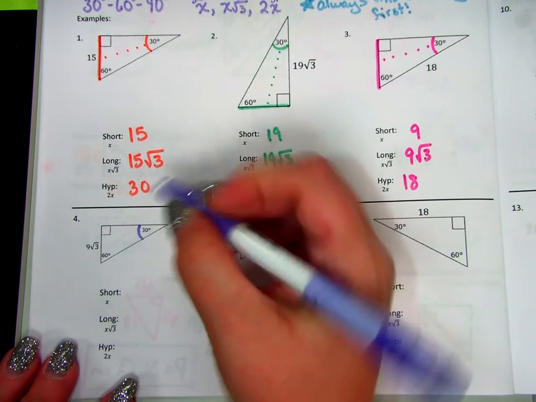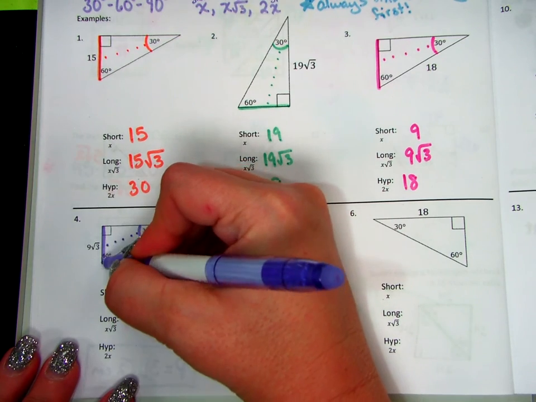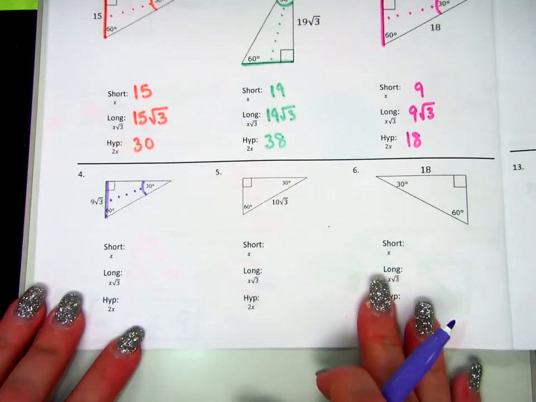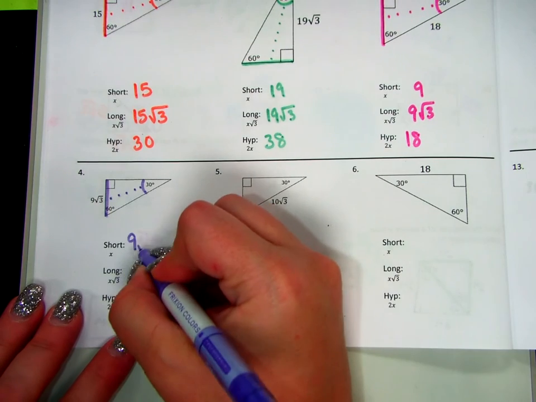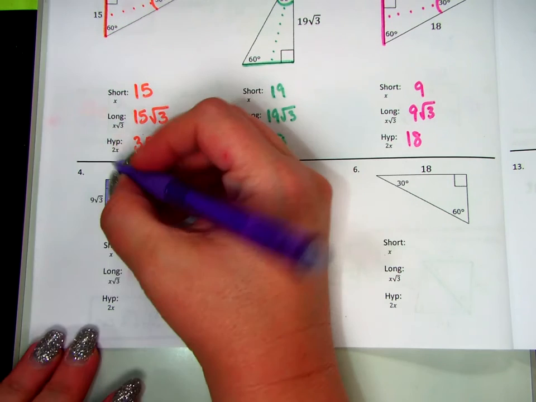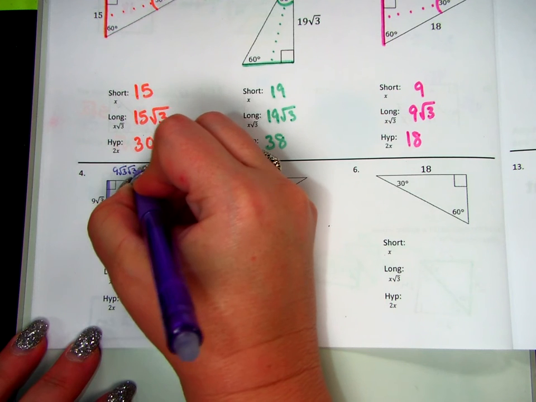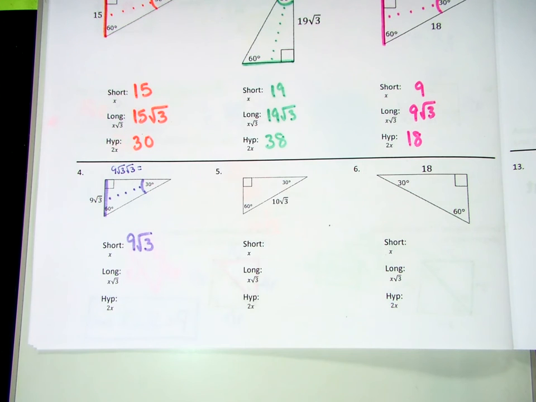Okay? So number 4, they gave me my short leg is 9 square roots of 3. So to figure out what my long leg is, remember the long leg is the short leg times the square root of 3. So it's the short leg times the square root of 3. What's 9 square root of 3 times square root of 3? So what's the square root of 3 times itself?